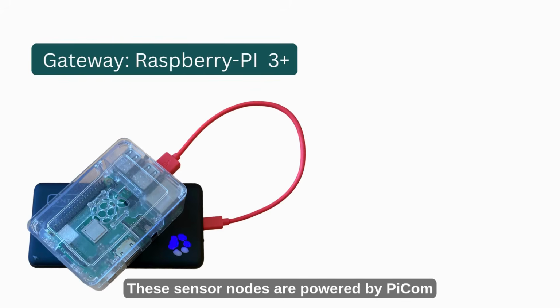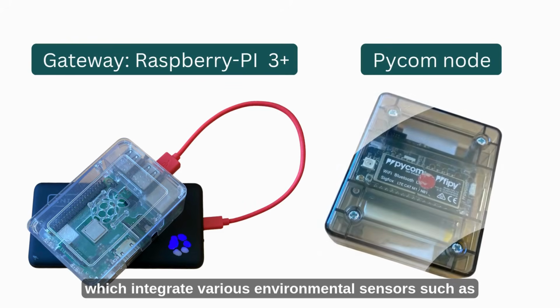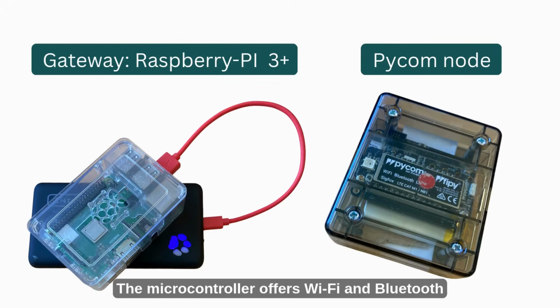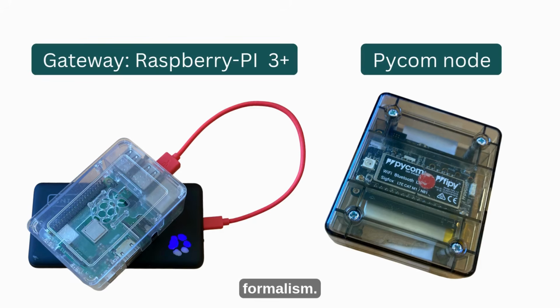These sensor nodes are powered by PICOM devices, which integrate various environmental sensors such as temperature, humidity, atmospheric pressure, and more. The microcontroller offers Wi-Fi and Bluetooth connectivity, and runs MicroPython scripts to communicate data to the Raspberry Pi gateway using the VO stack formalism.